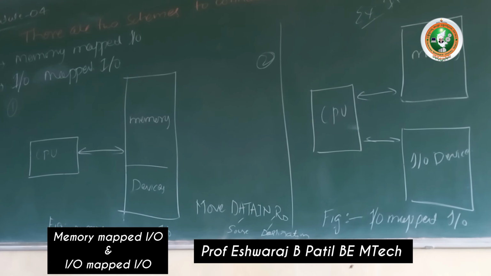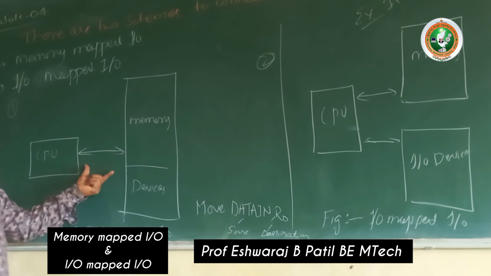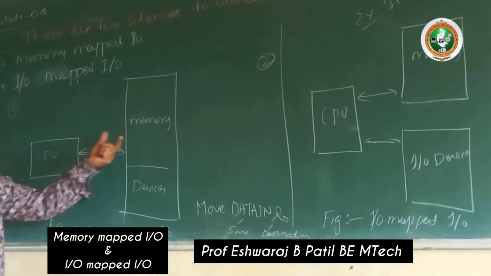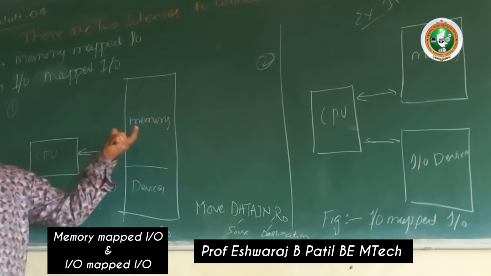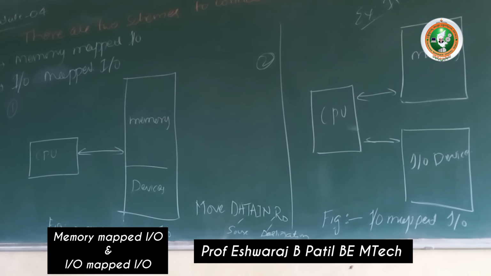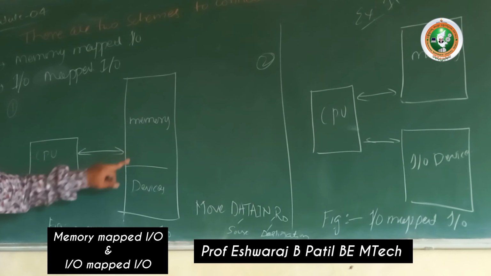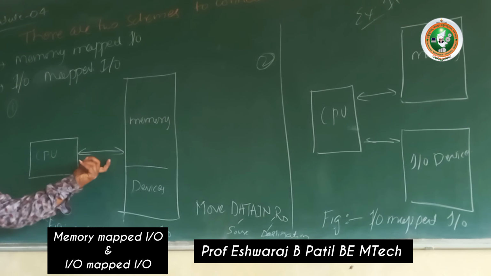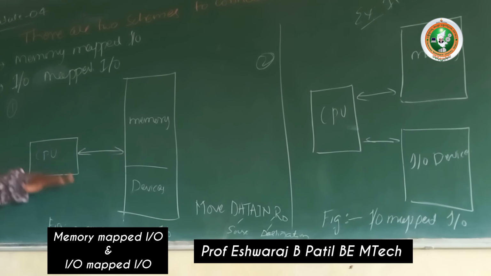If you want to communicate with the memory devices, we use only one type of instruction, the memory related instructions. You should remember these points, they are very important. In this technique both the memory and the IO devices use the common bus to transfer data between the processor and the memory and devices. Only a common bus is used. This is all about memory mapped IO.